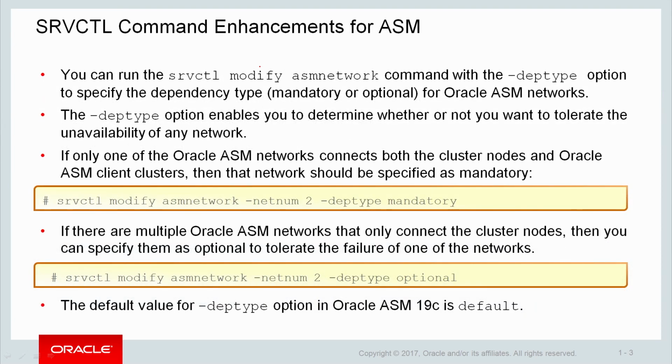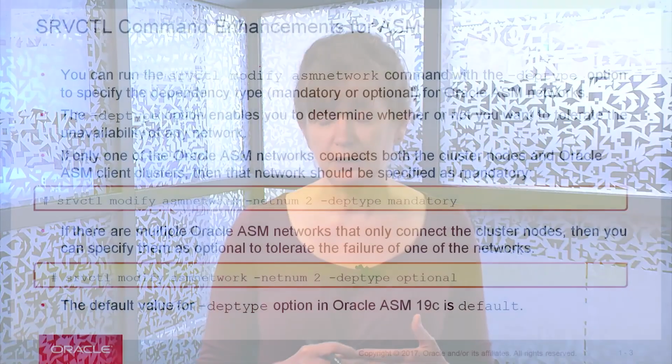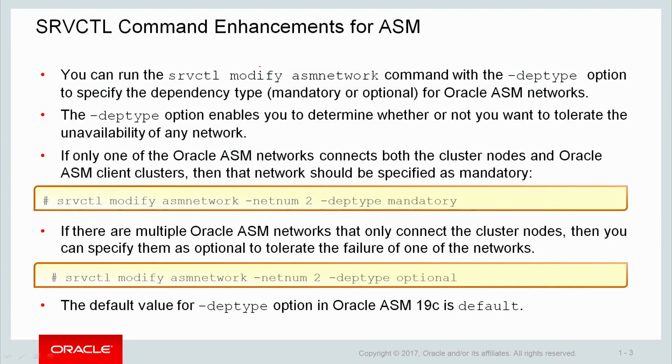So first of all, let's look at some server control command enhancements for ASM. Now this is particularly for Flex ASM, which uses an ASM network. Now when Flex ASM first appeared in 12.1 and later versions as well, we used OIFCFG to configure the ASM network. Now we can use server control, and we've got server control modify here, but with server control add and server control delete the ASM network.